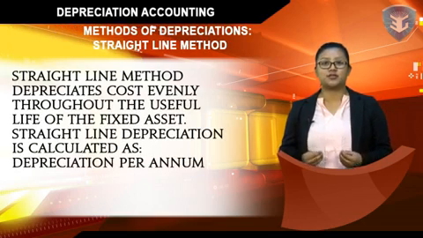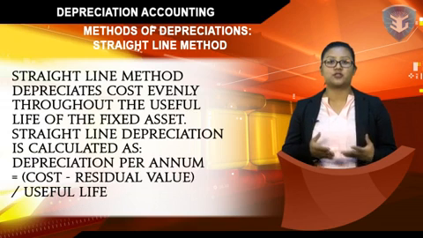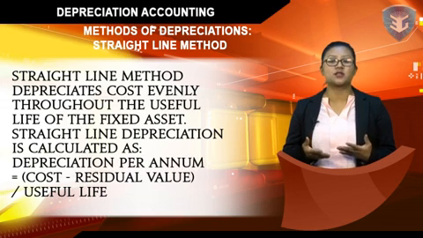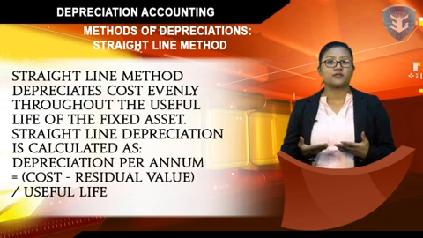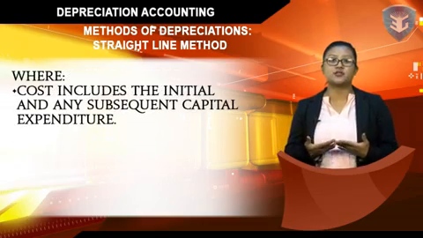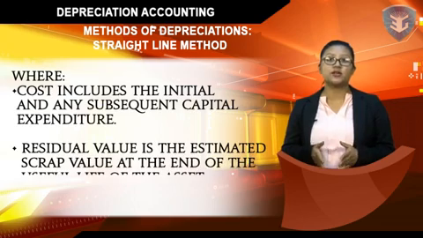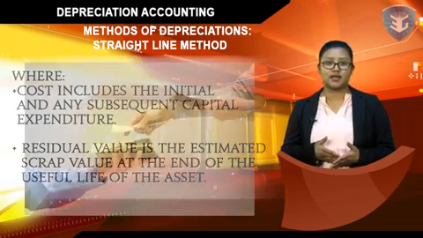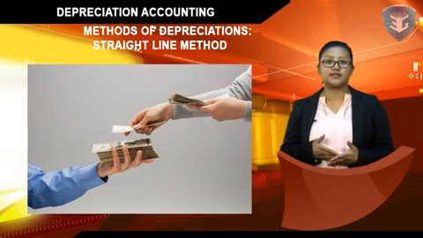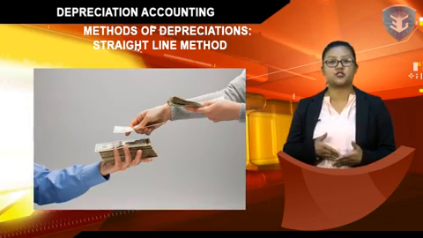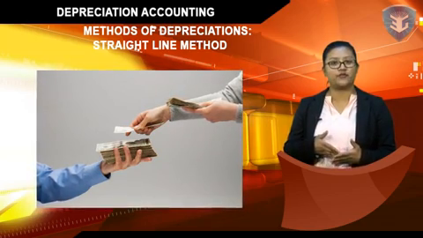Straight line method depreciates cost evenly throughout the useful life of the fixed asset. Straight line depreciation is calculated as depreciation per annum equals cost minus residual value over useful life, where cost includes the initial and any subsequent capital expenditure. Residual value is the estimated scrap value at the end of the useful life of the asset. As the residual value is expected to be recovered at the end of an asset's useful life, there is no need to charge the portion of cost equal to the residual value.